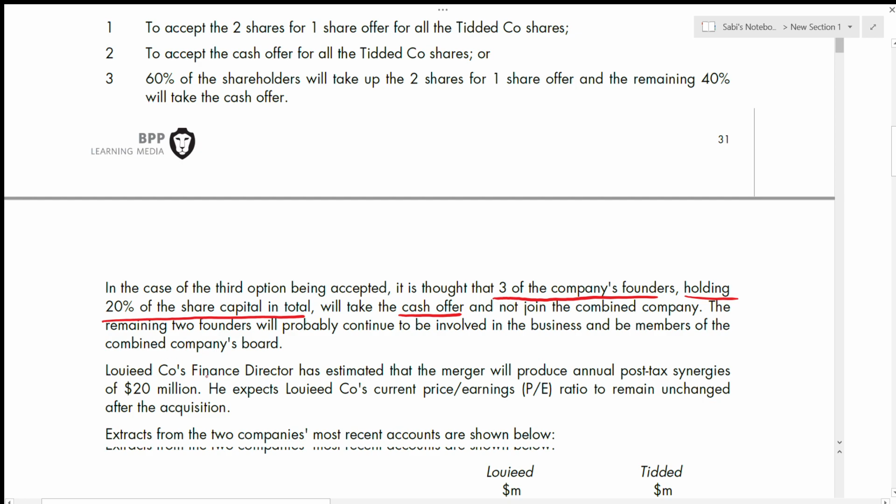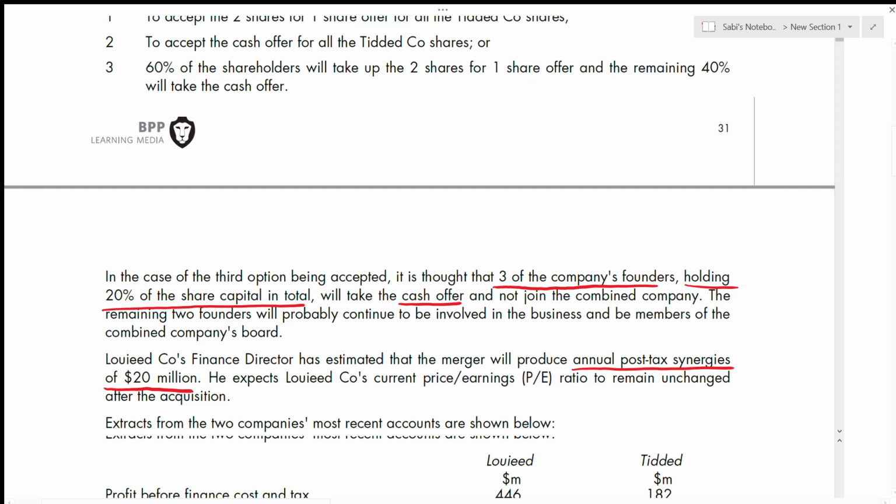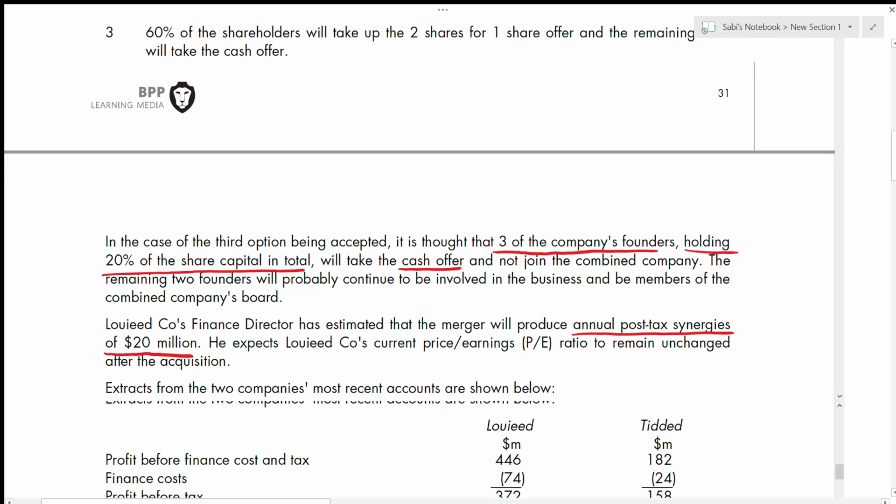L Company's finance director has estimated that the merger will produce annual post-tax synergies of 20 million. So this is the synergy they have calculated as 20 million. The good thing is you don't have to calculate the synergy value here. It is already calculated. So don't go and try to calculate synergies, right? Most of you, whenever an acquisition question is given, calculate the value of the target company plus the value of the acquiring company, add, and then find the value of the combined company, find the difference, and get the synergy. That's not what you have to do. If you have been doing it, you have been wasting your time and throwing away those 5 marks. Simple as that, it's just 5 marks. Remember that.